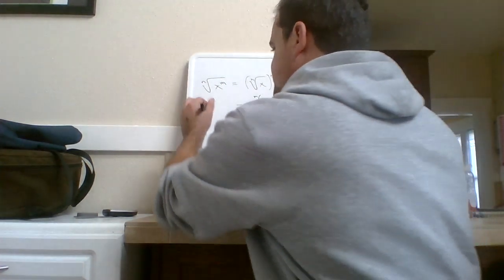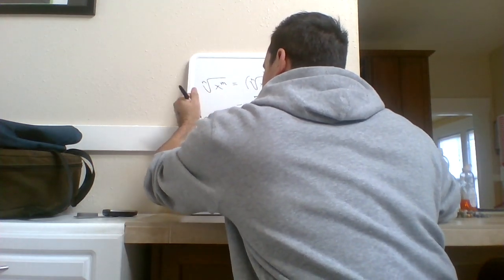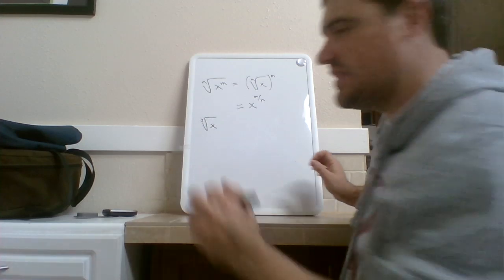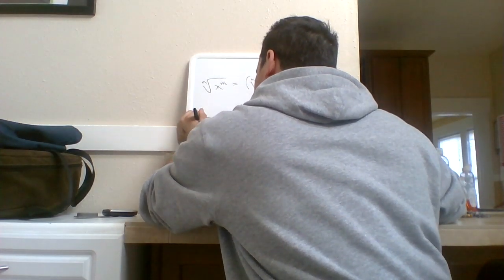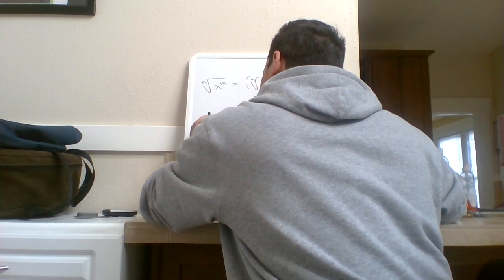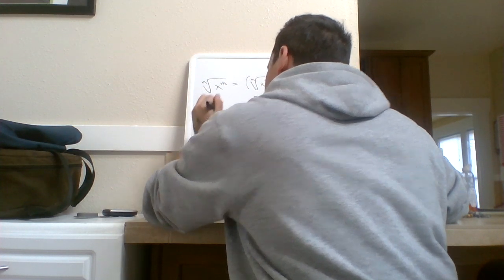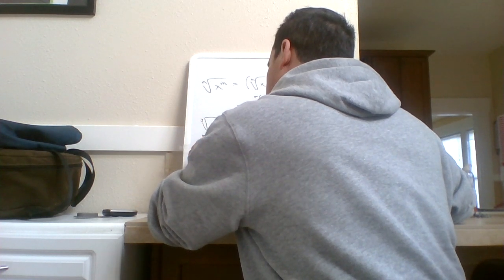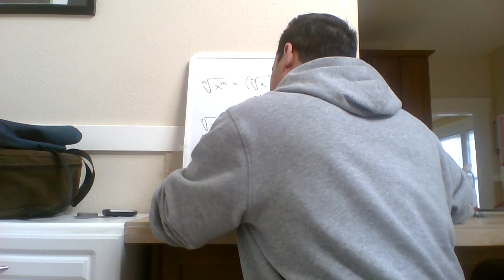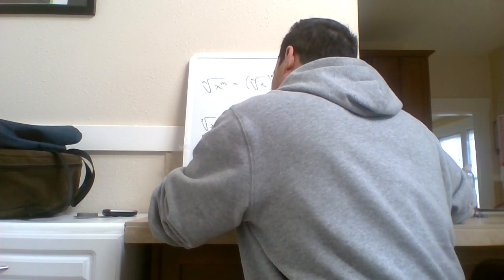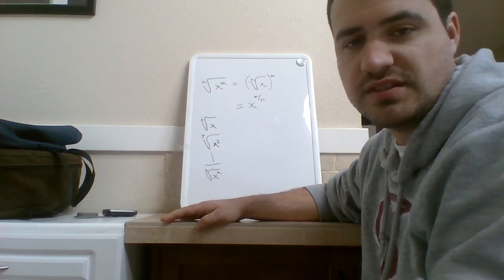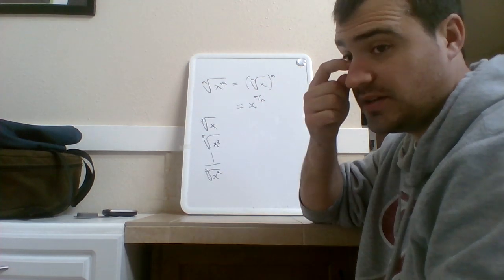Let me write some out here. Let's say we had something like the cubed root of x. If we had the fifth root of x squared, or something like 1 over the cubed root of x squared. Okay, so we're going to rewrite all of these using this rule that we have up here.